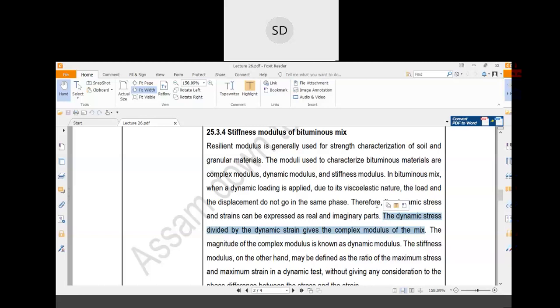Whenever you apply the dynamic load, the strain would also be dynamic. So your complex modulus is nothing but stress in the dynamic condition divided by the dynamic strain. Basically, modulus is nothing but stress by strain, and here the three moduli indicate different types of stress divided by different types of strain. Now the magnitude of the complex modulus is called dynamic modulus. Whatever magnitude you are getting, that magnitude is called the dynamic modulus.